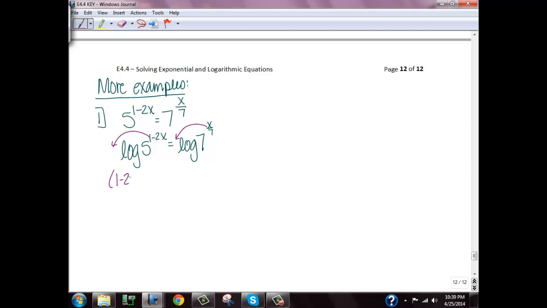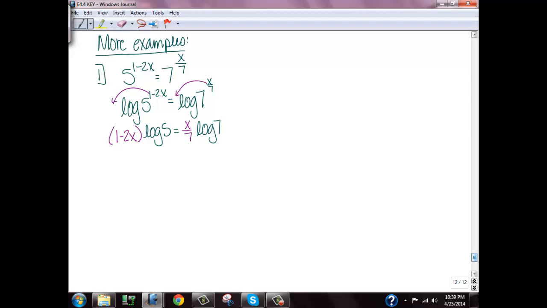So I'm going to end up with 1 minus 2x times log 5 is equal to x over 7 times log 7. Okay, and now remember, we're solving for x, so I want to get x isolated. Right now I have an x stuck inside this purple quantity, and I have an x over here with my 7. So I'm going to refinagle a little bit. I'm going to go ahead and distribute this log 5 into both terms. So I end up with log 5 minus 2x log 5 equals x over 7 times log 7.